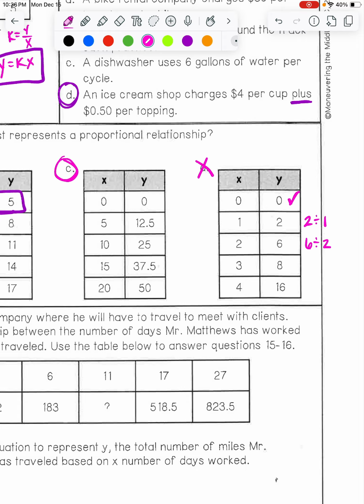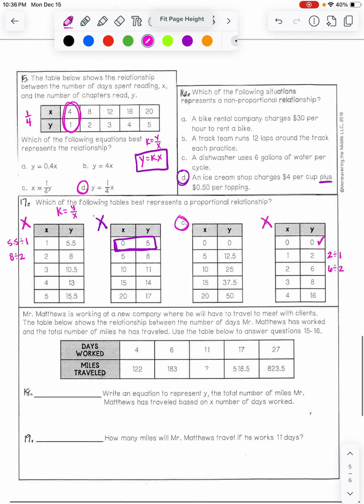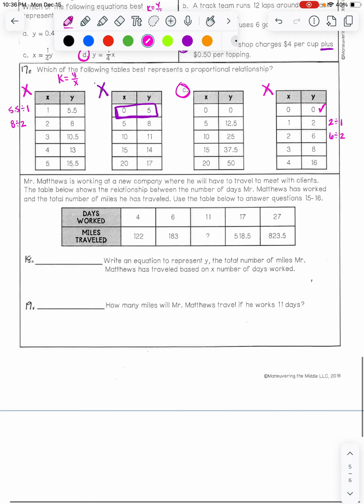Of course, that leaves C, and you can go and check 12.5 divided by 2, 25 divided by 10. All of those answers are going to give you a constant of proportionality of 2.5. So C is the correct answer there because the y divided by x does check out. All right, last two, here we go.